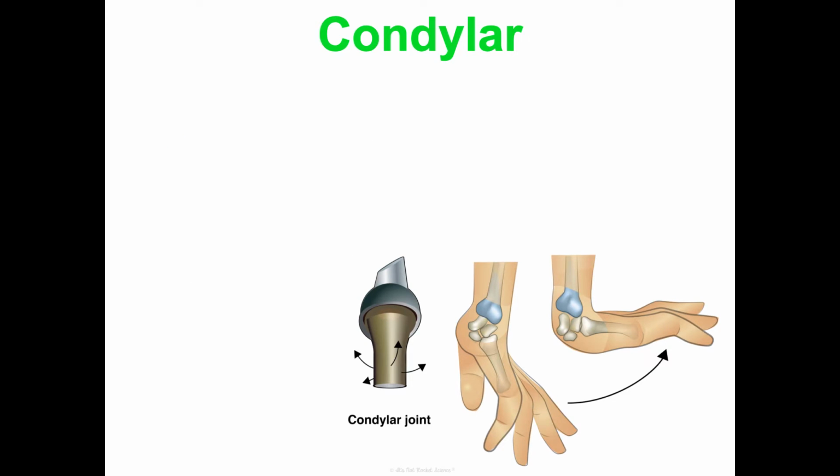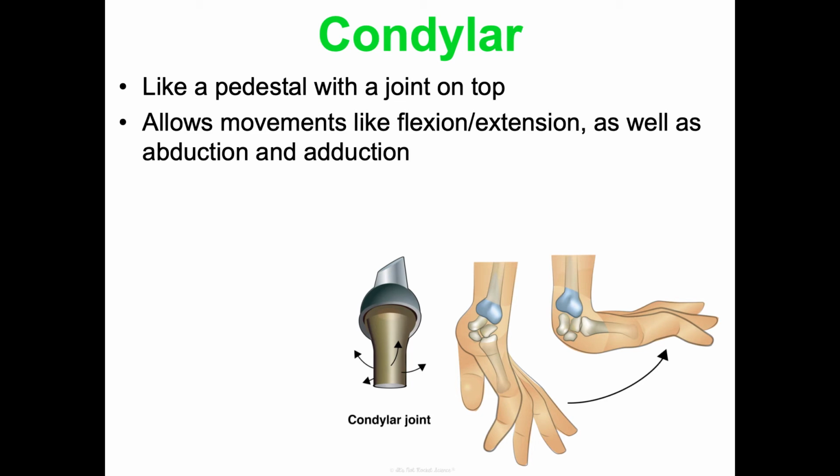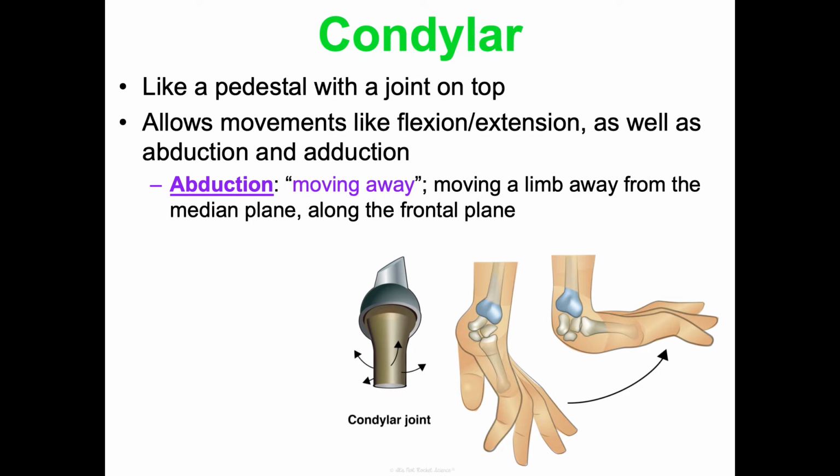All right, your condylar joint. Some people have a different name for this one, but we're going to do what's in the Marieb textbook, and that's condylar. So this is like a pedestal with a joint on top. It allows movements like flexion and extension, which we talked about with the bicep curl, as well as movements called abduction and adduction. So abduction is moving away. It's moving a limb away from the median plane along the frontal plane. So, like if you have your arms down at your sides and you lift them upward, kind of like to make a cross shape with your body, that raising of your arms would be abduction, and then moving those arms back towards your body, the opposite of abduction, would be adduction.